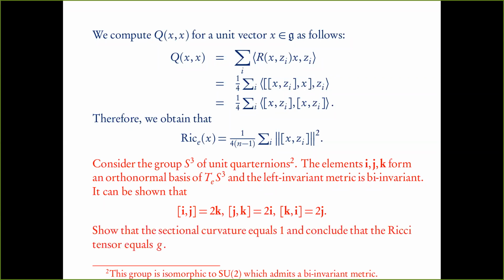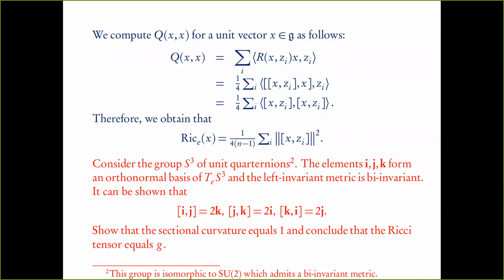So the exercise really is that, assuming all of this, you can now compute the sectional curvature because of the formulas that we just have in this slide itself. And you can show that the sectional curvature equals 1, which implies that the Ricci tensor is going to be equal to the metric G.